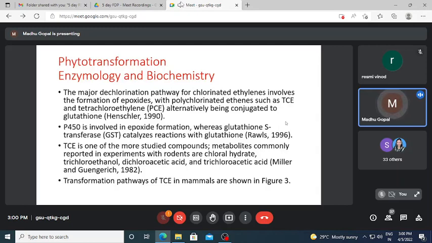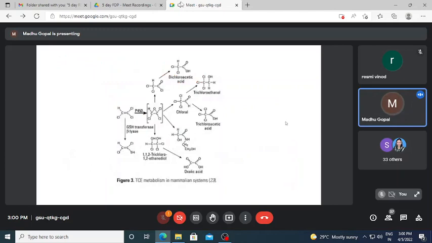Okay. Then TCE is in fact one of the more studied compounds, and its metabolites are commonly reported in experiments with rodents. Even experimental animals have been used in the studies, and experiments with the rodents showed that the metabolites are chloral hydrate, trichloroethanol, dichloroacetic acid, and trichloroacetic acid. And this is the TCE metabolism pathway in mammalian systems. So all those substances are formed.